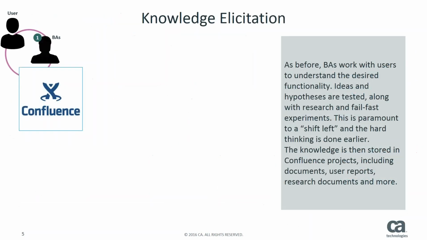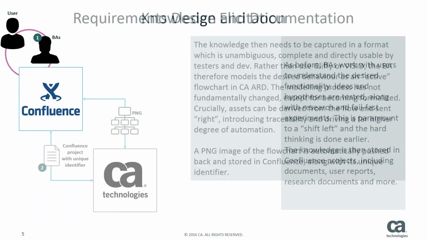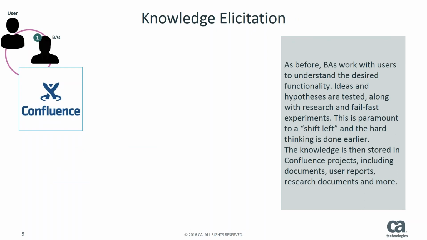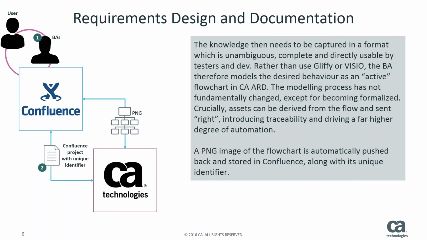Anyway, let me talk a little bit about Rabobank. The way that they work is that they've moved into Confluence and JIRA as their main sources of record and activity tracking. So you have your BAs working with users to understand the desired functionality, and they'd spend a bit of time writing, sketching, drawing, snapshotting and all those kinds of things. Then the next thing that happens is that the CA Agile Requirements Designer gets involved, and that allows them to clarify their thinking.